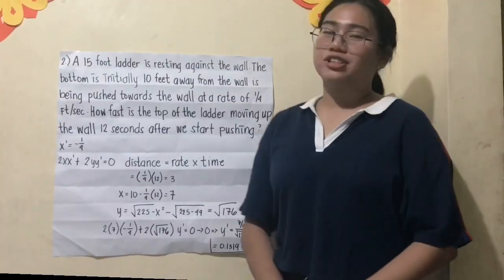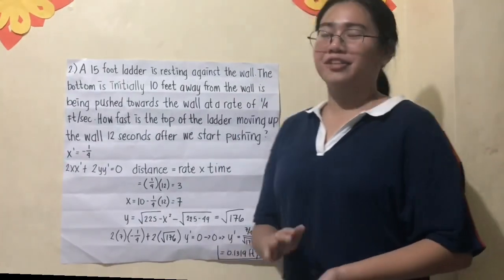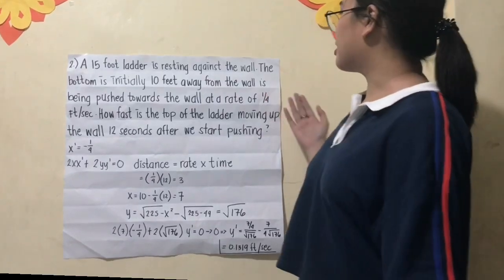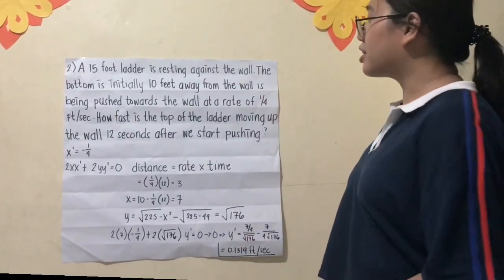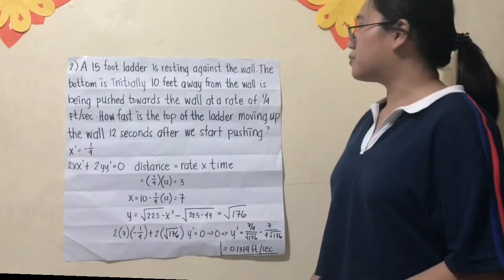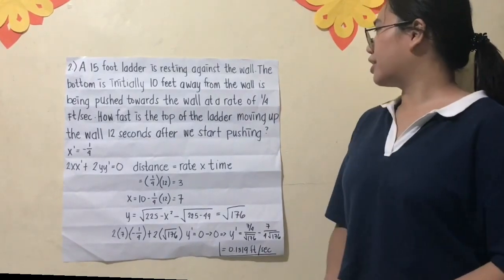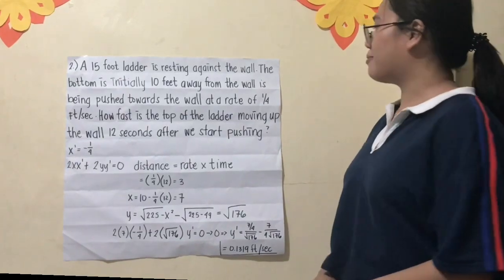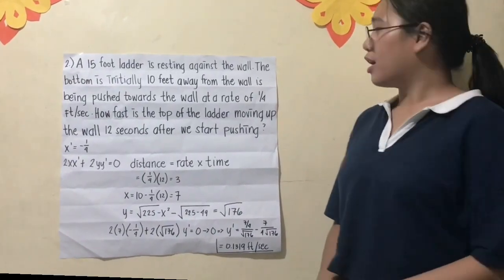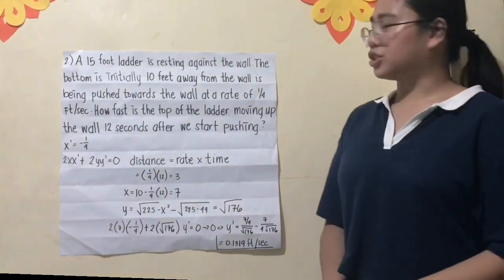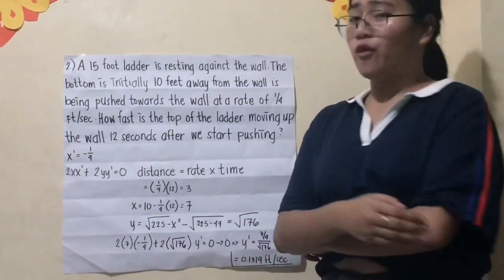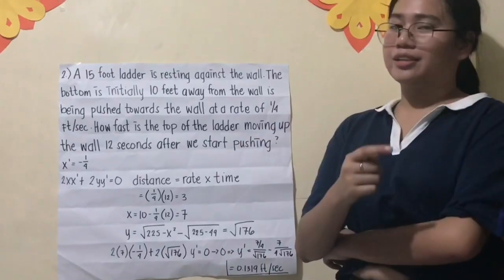So now we have our second example of a related rate word problem. A 15-foot ladder is resting against the wall. The bottom is initially 10 feet away from the wall and is being pushed towards the wall at a rate of 1/4 feet per second. How fast is the top of the ladder moving up the wall 12 seconds after we start pushing? We know that our rate is equal to negative 1/4 and that we need to find the distance.